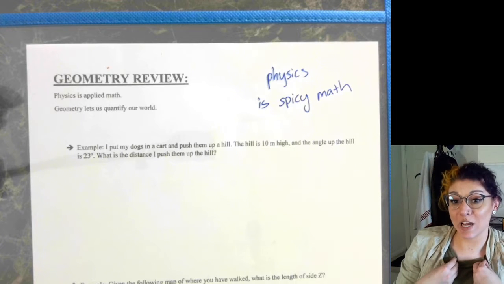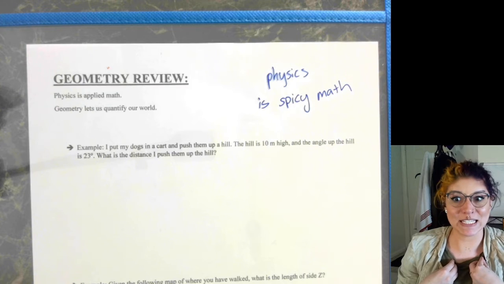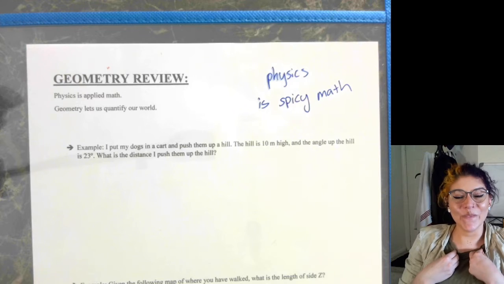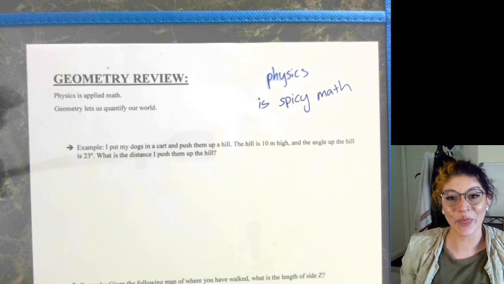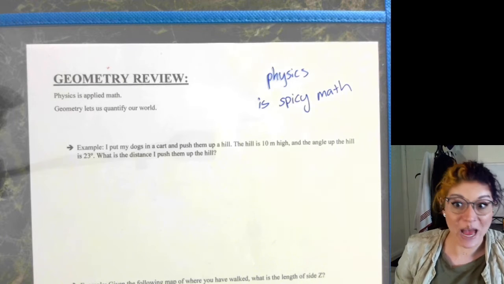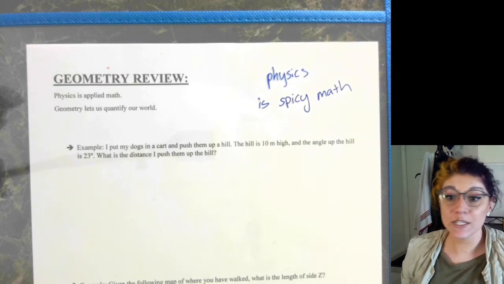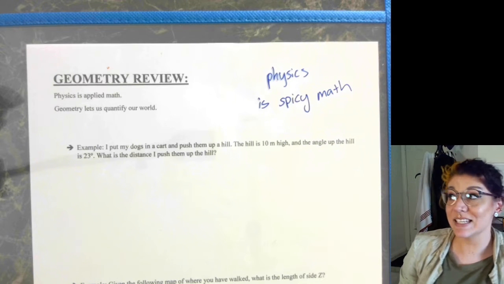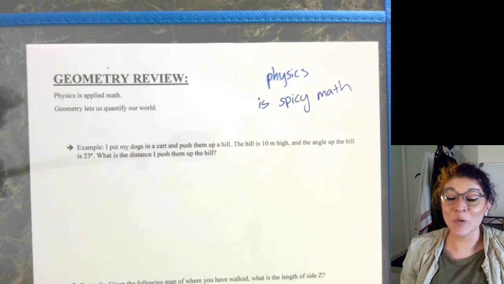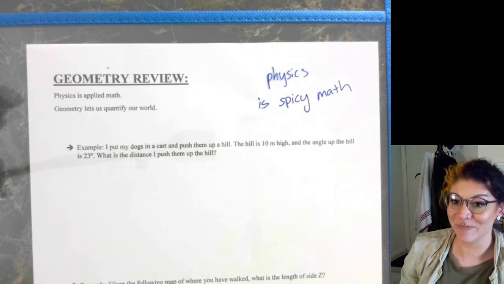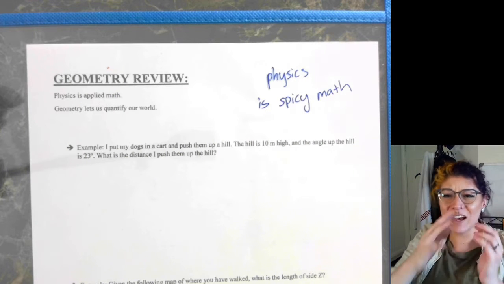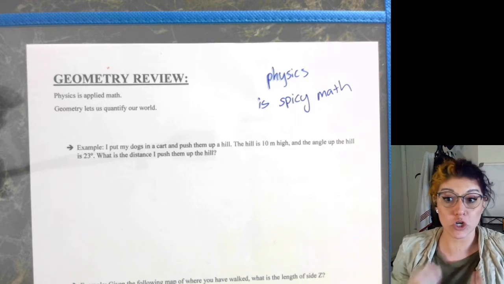So I like to think of physics as spicy math, right? In physics, we quantify the world around us. We apply math to find an answer about a phenomenon. If you end up going really into the sciences and especially into physics, you'll find that you also use a lot of other types of math. But for this class, we're mainly going to use a couple of major geometry topics.